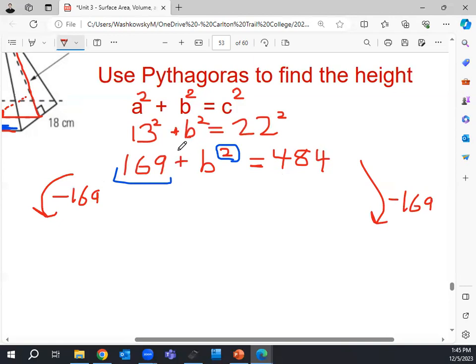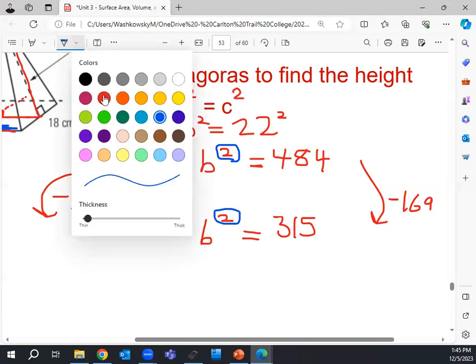And so what's going to happen? These are going to cancel out, and I'm just going to be left with b squared on the one side. On the left side, it's just b squared. On the right side, it's going to be 484 minus 169, which is 315. But I've still got this squared here, so now that's the only thing I have left remaining.